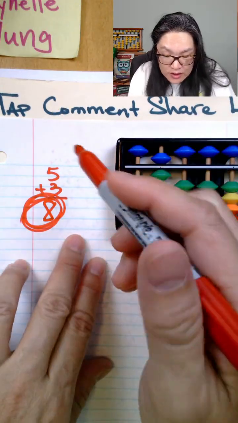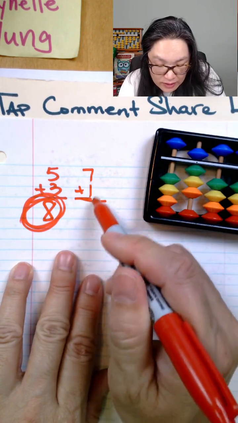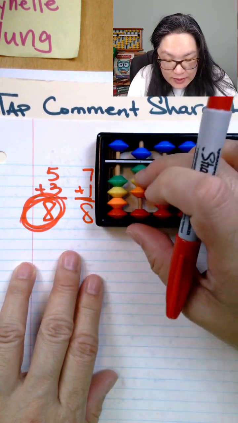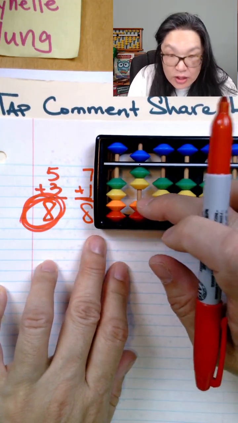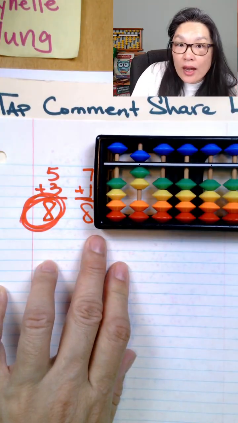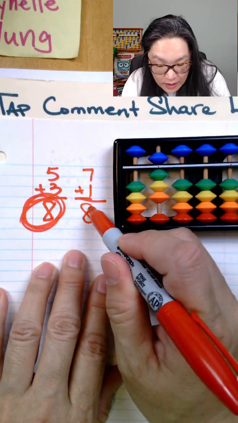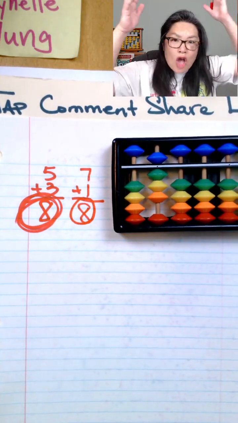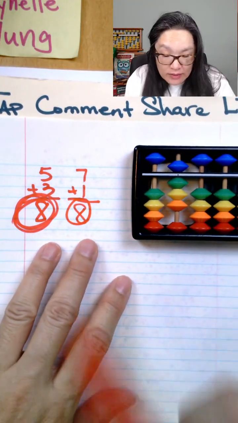So the next question was 7 plus 1. Again, they said, oh, it's 8. Well, how does it look on the abacus? If I do 7 on the abacus, notice, do I have enough beads to add the 1? Yeah, I have enough beads to add the 1. That's not a problem, right? I'm just going to add the 1. So again, they were like, oh yeah, awesome, it's 8, that's fantastic. Okay, not a problem.